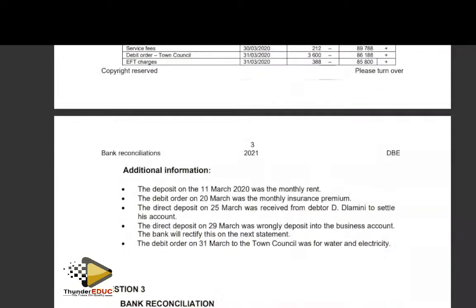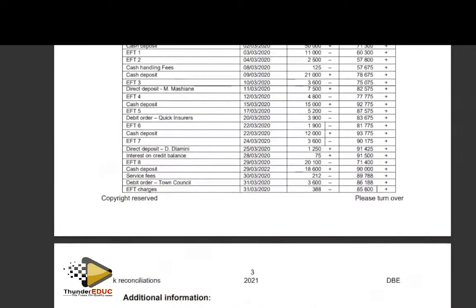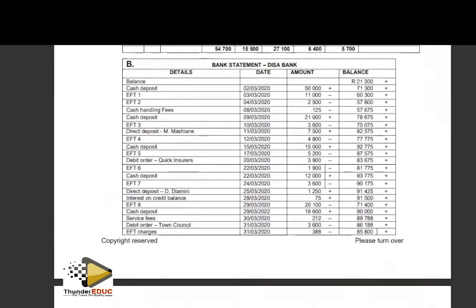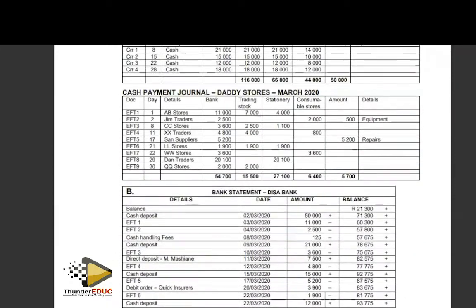Then let's also look at the additional information, the deposit. Please, never do a question without checking your additional information. Now, since this is our first lesson, we call it matching. You match your bank statement, the credits, the plus, with your cash receipts.